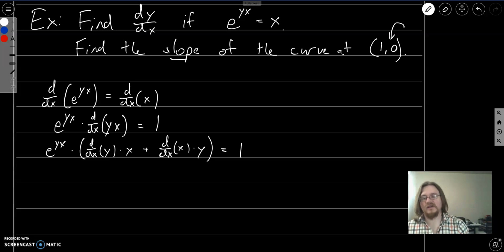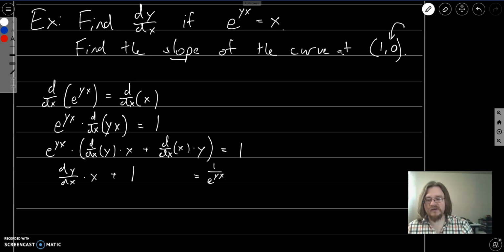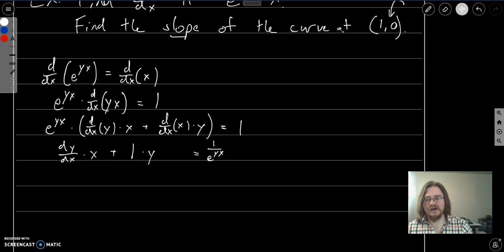What I will do now is divide both sides by e to the yx, so I just have this guy left over. On this side it's just going to be 1 over e to the yx. And then let's simplify what's inside of our parentheses here. The derivative of y with respect to x is just the derivative of y with respect to x. It's not a whole lot I can simplify there because I don't know what it is. This is what I'm trying to solve for. And all that times x plus the derivative of x with respect to x, that is just 1 times y. And I'm pretty much home free.